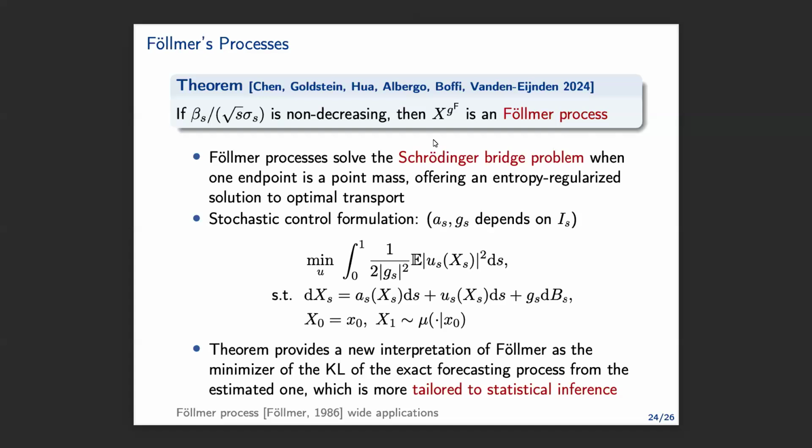So the claim is that with data, the dynamics we learn to forecast is just the solution to these problems, mathematically. And this provides a new theoretical interpretation of Föllmer as a minimizer of the KL divergence of the exact forecasting process from the estimated one. This seems more practical compared to statistical inference. So this is more like a mathematical property.